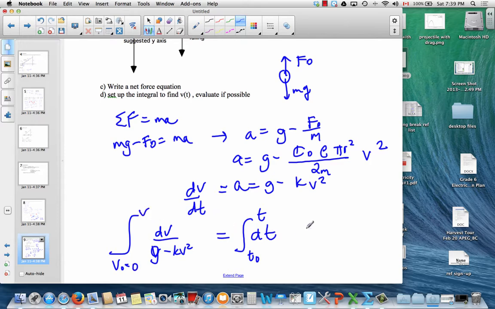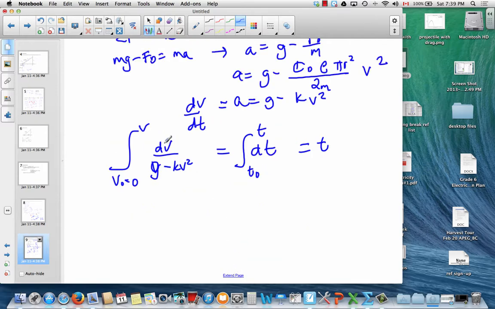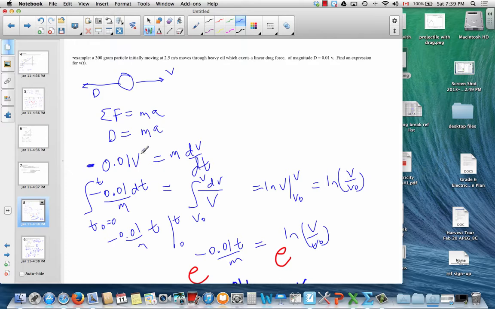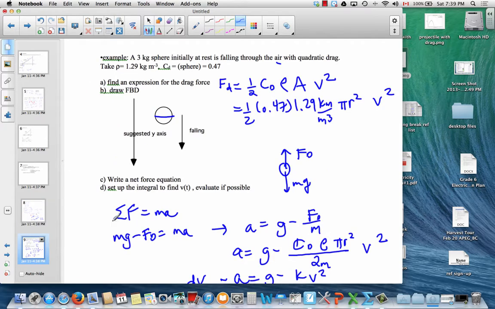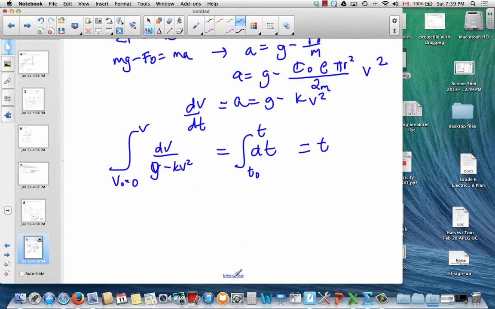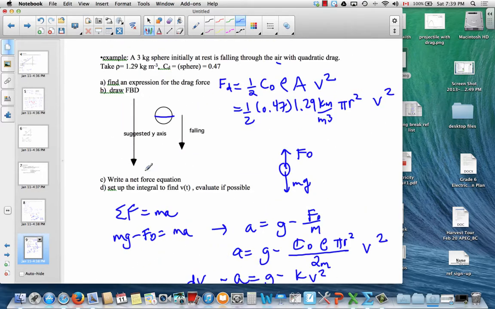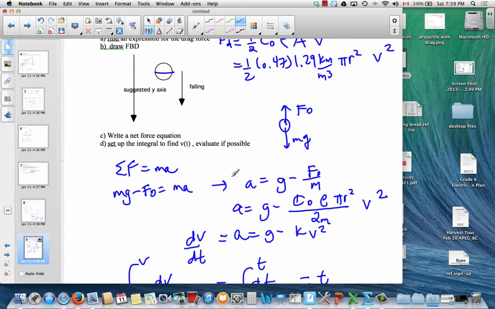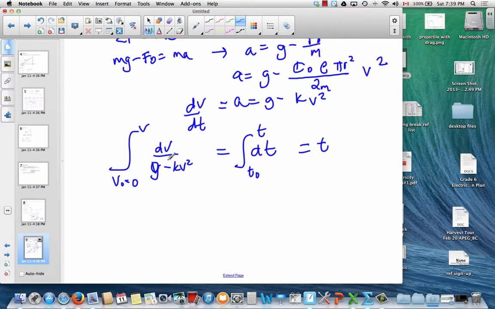Now this is a trivial integral, this is just t, but we really have to work fairly hard on the left-hand side here to integrate this. Now, I think I just want us to set it up. Set up the integral to find v of t, evaluate if possible. Well, it's not really that hard.